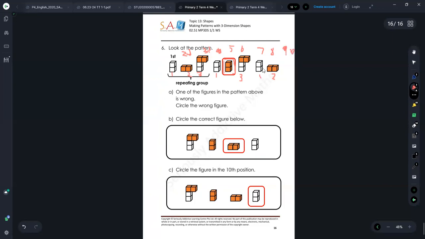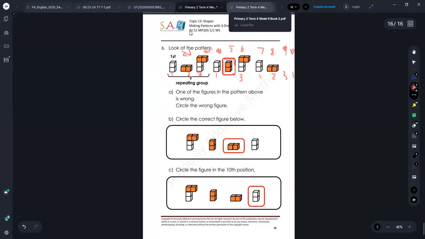Okay, so how do you do this? You know that each repeating group has 3 shapes. So this is 1, 2, 3. And then the 10th shape is actually 1, the first shape, which is this one. Use this to teach them.